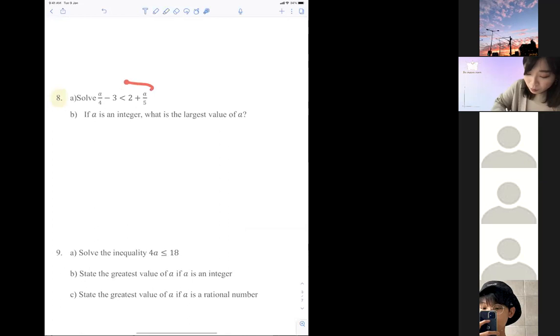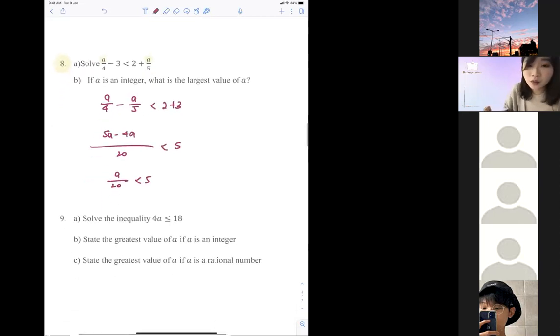Whenever you want to solve, you are finding the unknown. The unknown here is A. So A one side, no A the other side. Plus bring over minus, minus bring over plus. In this case you are shifting, you are not dividing, so you don't have to flip the sign. Now we make the denominator the same, which is A over 20.